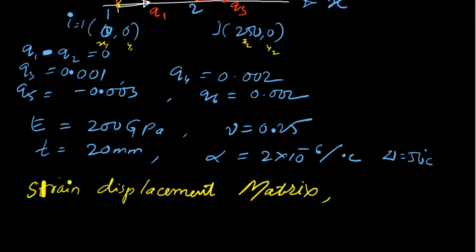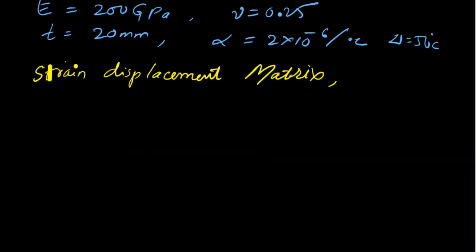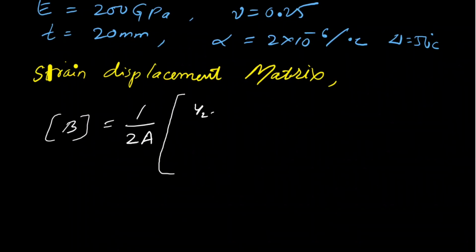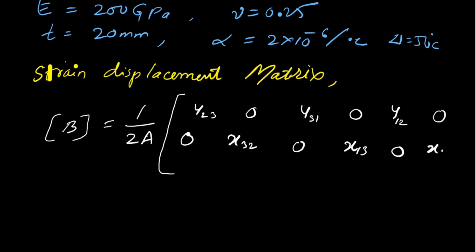Where B is equal to 1 by 2A, 1 by 2 into A, in the matrix: y23, 0, y31, 0, y12, 0. Next in the second row: 0, x32, 0, x13, 0, x21. Third row: x32, y23, x13, y31, x21, y21. So this is the matrix.